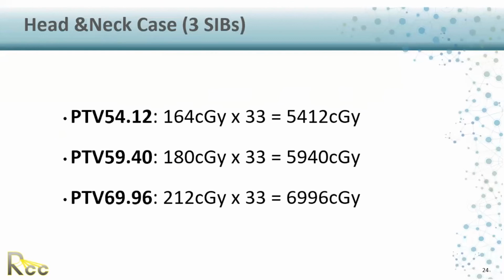Then a question, sure. Then the PTV 69.96 becomes our target in the plan. That is the plan target, isn't it? Yes, you have three PTVs in your plan target: the PTV 69.96, PTV 59.4, and PTV 54.12. One is the lymph nodes, one is the primary or the GTV itself, and one is the lymph node on the other side of the head and neck itself. So you have to concentrate on three of these, not only one. Okay, thank you. You're welcome.